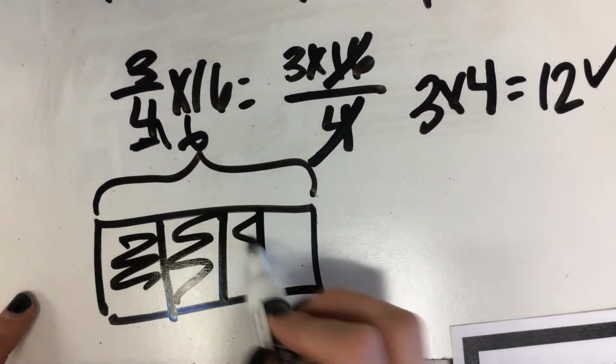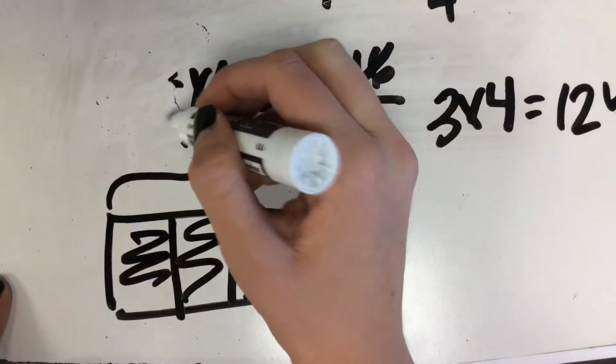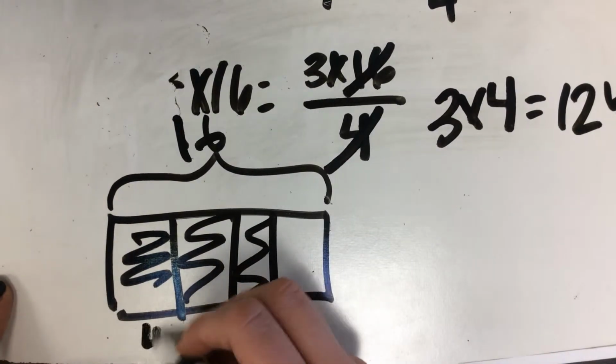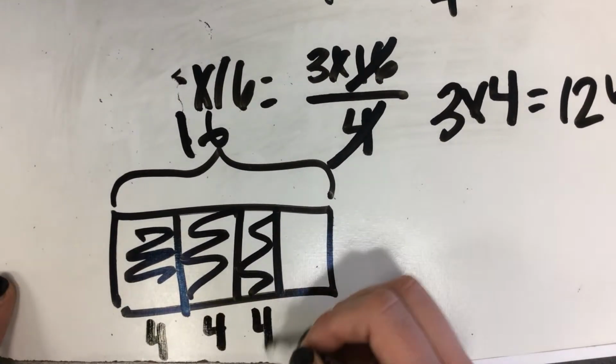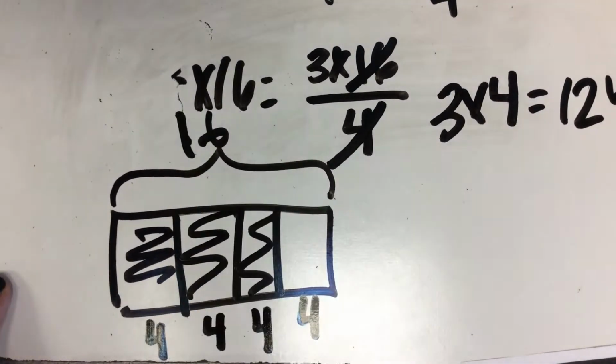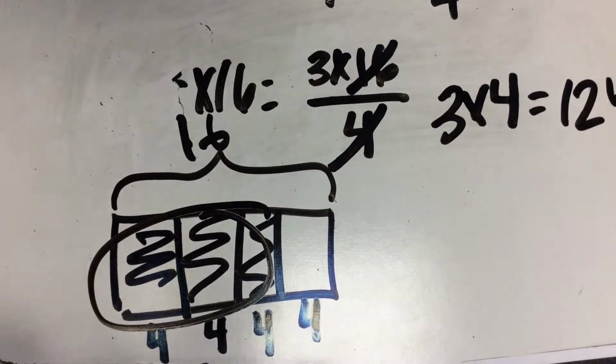1, 2, 3. Well, to find 3, we first need to know what 1/4 is. So 16 divided by 4 is 4. So each one of these is going to be 4. We can check our work. 4 times 1, 2, 3, 4 is 16. So we got it. And 3 of these would be 4 times 3, which is 12.